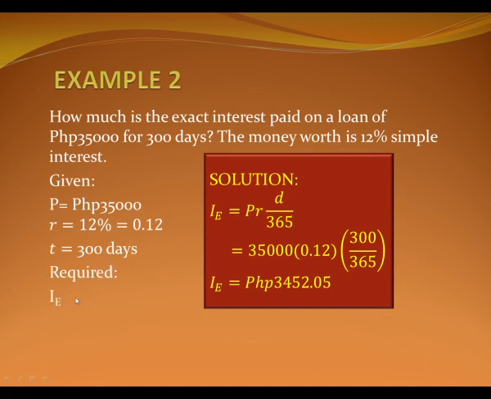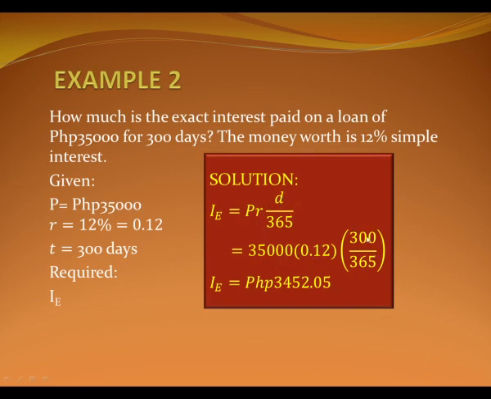So here we have to look for the exact interest, meaning to say that in order to convert the number of days into years, we have to consider the divisor for an ordinary year, which is 365 days. We have to consider the ordinary year because it is not indicated if it is a leap year or not. If it is not indicated, we consider the ordinary year, which is 365 days for 1 year. So substituting the given values here, the amount of loan P is 35,000, the simple interest rate is 0.12, and the number of days is 300.